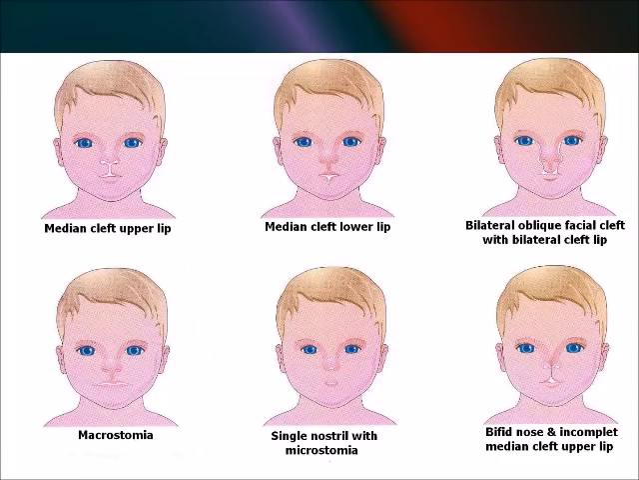Here, different types of clefts. Here you can see the median cleft lip, 2 medial nasal processes at the center. Median cleft of the lower jaw, where the 2 mandibular processes fail to unite together. Here the maxillary process with the medial and the lateral nasal processes. Macrostomia, big mouth, microstomia, small mouth, bifid nose, and incomplete median cleft upper lip here, where the area of the medial nasal process fails to unite together. You can see this is from the frontonasal process.